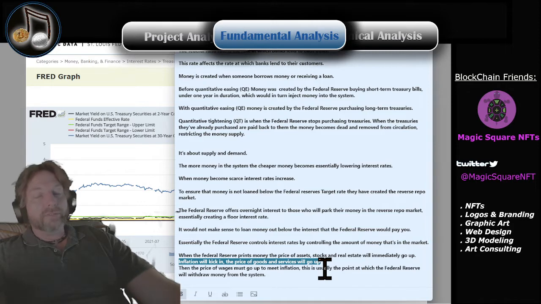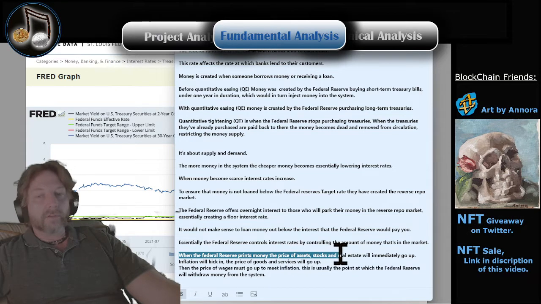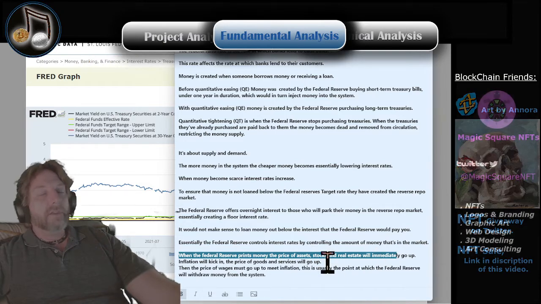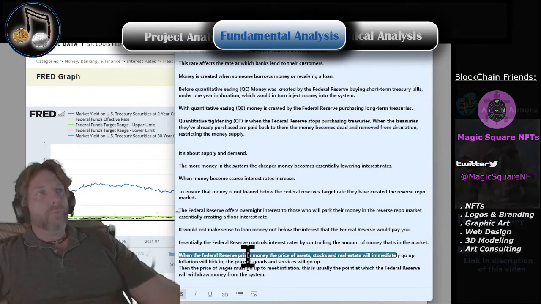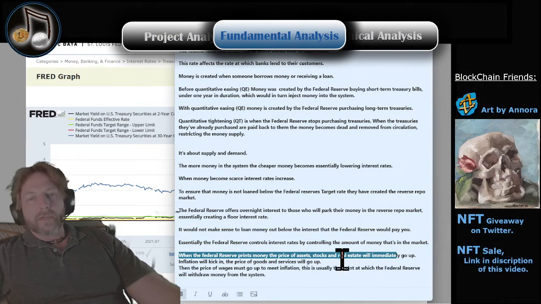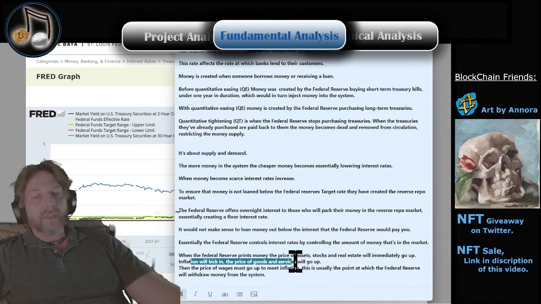This kind of screws the small guy, because if you don't have the money to invest, or were not knowledgeable enough to invest, then you miss this increase in assets, right, in your stocks and real estate and things like that. So then, inflation starts kicking in, and goods and services start becoming more and more expensive. The price of everything starts going up. Food and all this kind of stuff starts going up. So now you're paying inflation.